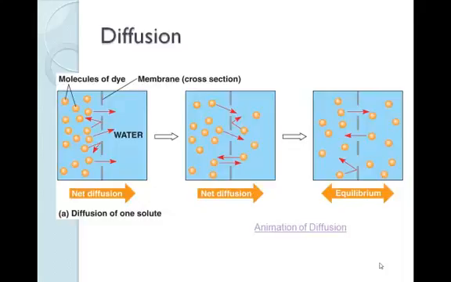Small nonpolar molecules that can move directly through the lipid bilayer move by diffusion. This is also called simple diffusion. This diagram shows the movement of a small molecule across the membrane from a high concentration to a low concentration until an equilibrium is reached, or there is no net movement of molecules across the membrane.